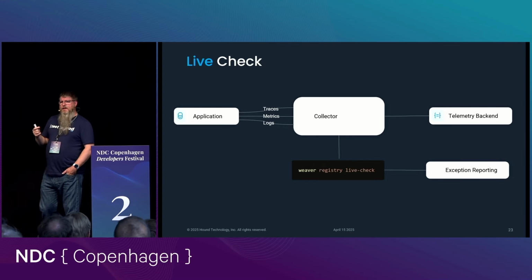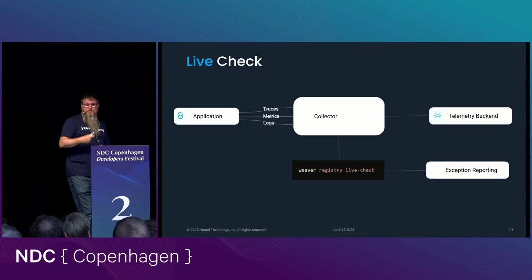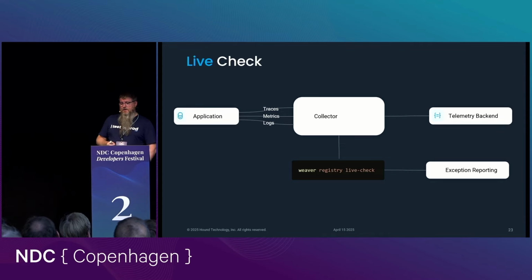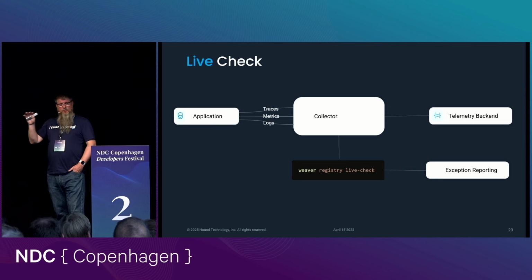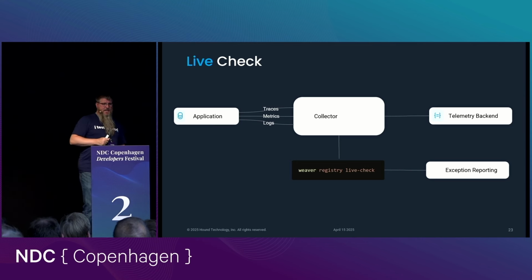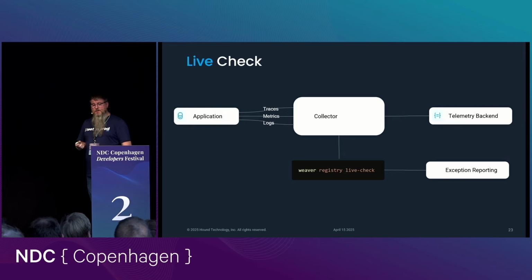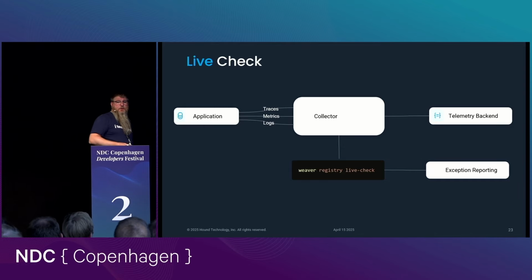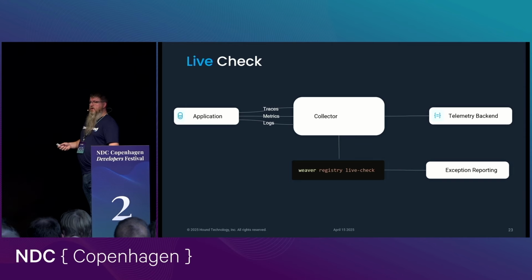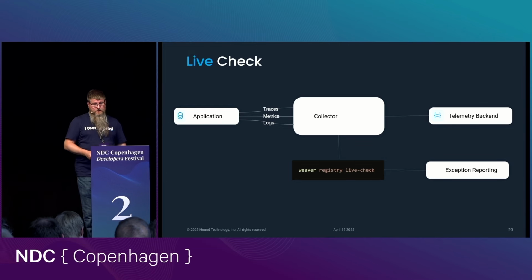But what we're going to do is run it in Aspire. And Aspire promotes this idea that we run all of our telemetry through there. So the collector is not going to interrupt what we're doing with the Aspire dashboard. You're still going to get all of the data in the Aspire dashboard. But what we're also going to get is this little Weaver live check container that's going to give us exception reporting. It's going to tell us that we've added a new attribute that doesn't exist or something that doesn't conform.